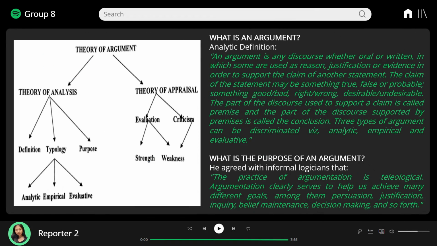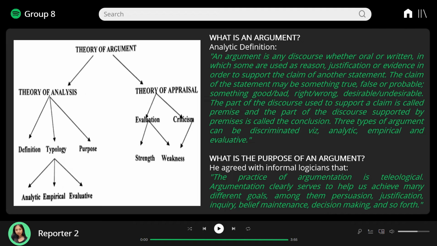Dito makikita niyo sa kaliwa yung bird's eye view ng theory of argument. Theory of argument divided into two components, theory of analysis and theory of appraisal. Theory of analysis divided into three parts, definition, typology, and purpose. Typology divided into three parts, analytic, empirical, and evaluative. Theory of appraisal divided into two parts, evaluation and criticism. Evaluation focuses on the strength and weakness, while the criticism focuses only on the weakness.